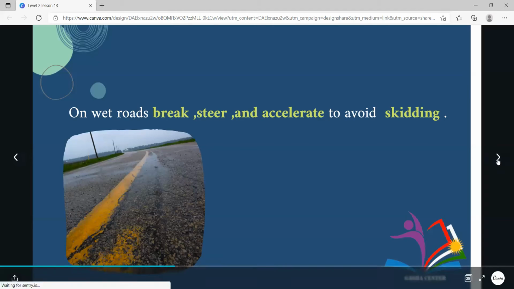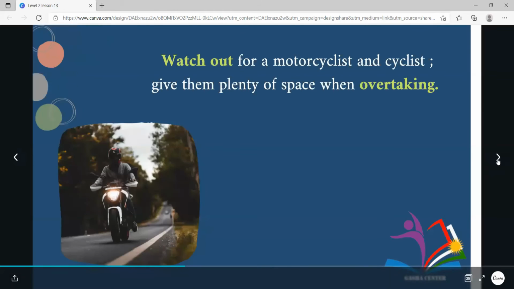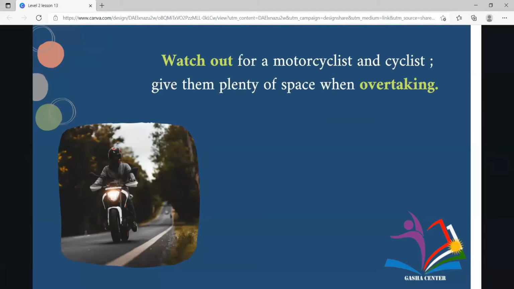Yes, Mr. Serhat. Thank you. And yes, Dunya. Yeah. All right, can you read this one? Okay. Watch out for the motorcyclists and the cyclists. Give them plenty of space when overtaking.